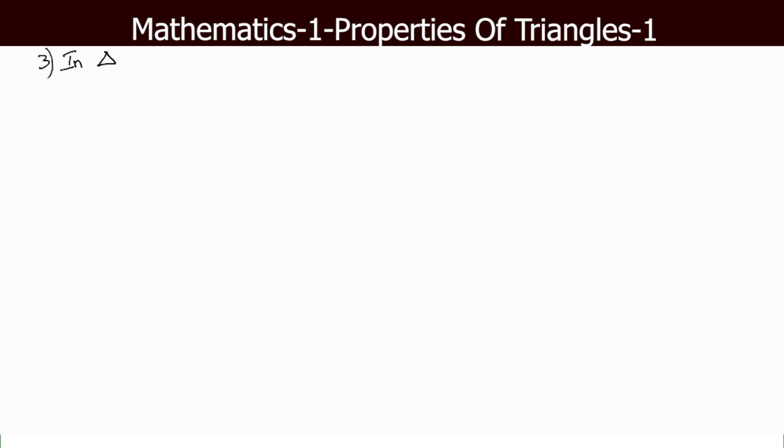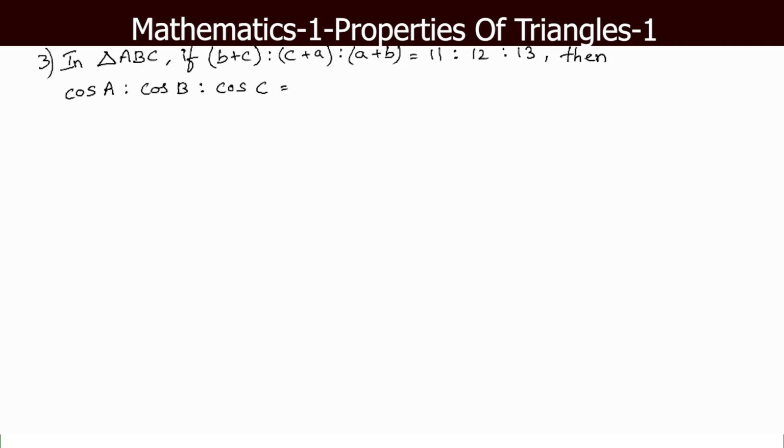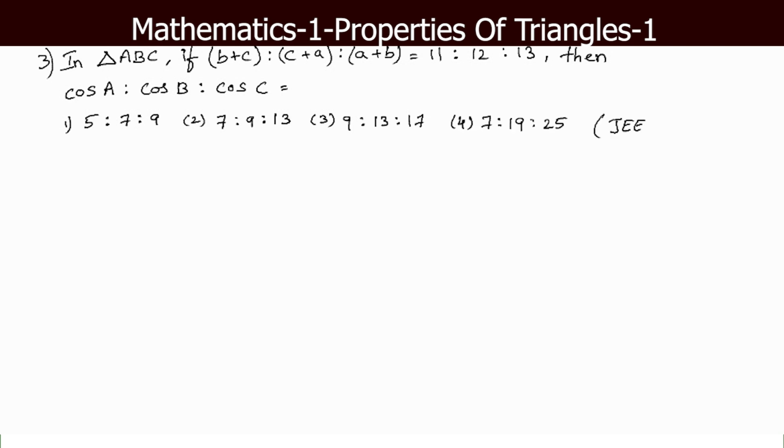So third problem. In triangle ABC, if (b plus c) is to (c plus a) is to (a plus b), where a, b, c are small a, small b, small c sides, is equal to 11:12:13, then cos A is to cos B is to cos C is equal to 5:7:9, 7:9:13, 9:13:17, and 7:9:25. JEE 1984 this is.